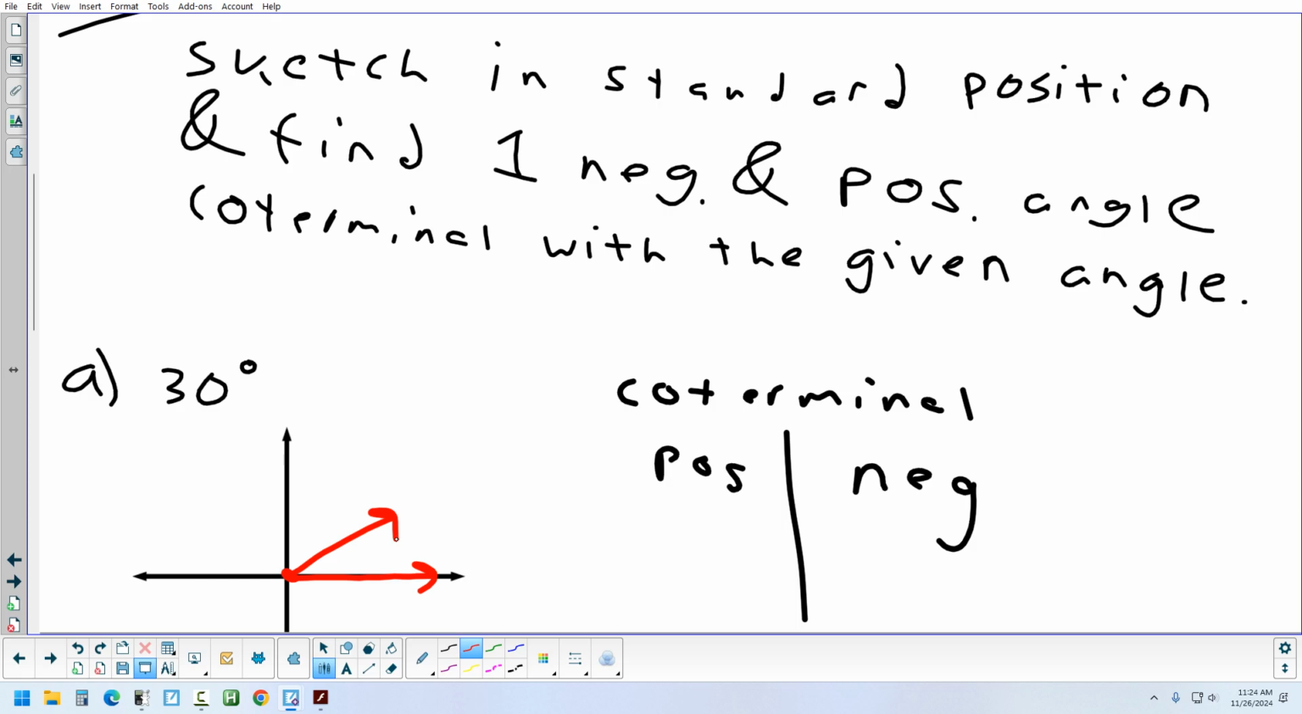What would be an angle that is coterminal with 30 and positive? Yeah, 390. And an angle that's coterminal with 30 and negative? Yep, Nolan? Negative 330. Good. That's it. So there's an angle that's coterminal, positive or negative. I think the original angle was fine, I would have worked with that, but they wanted us to find those two. Any question on that one?